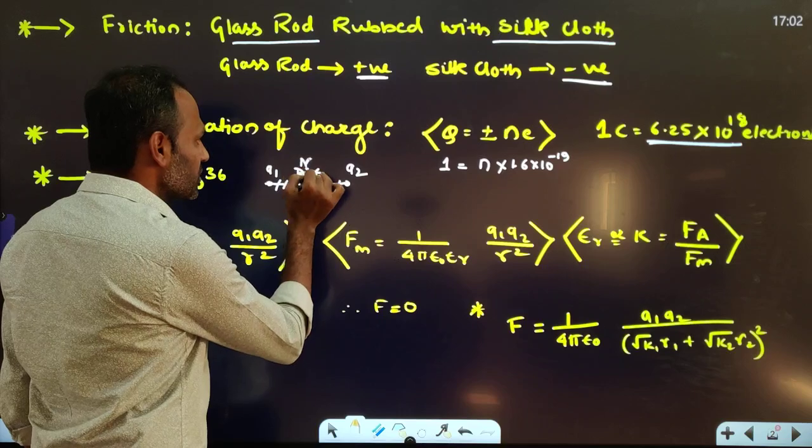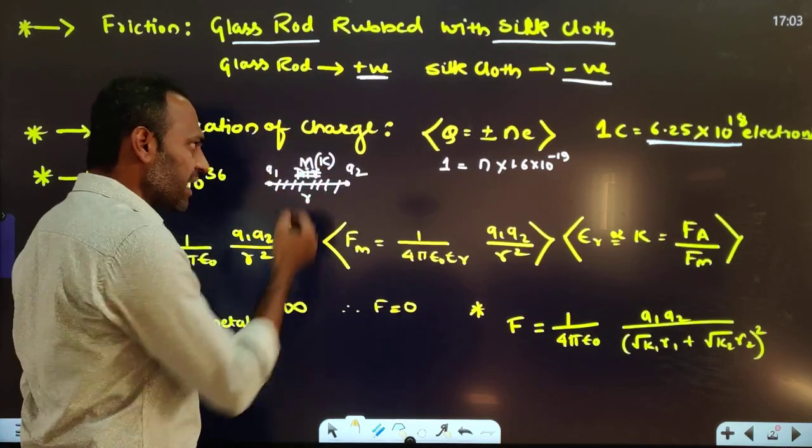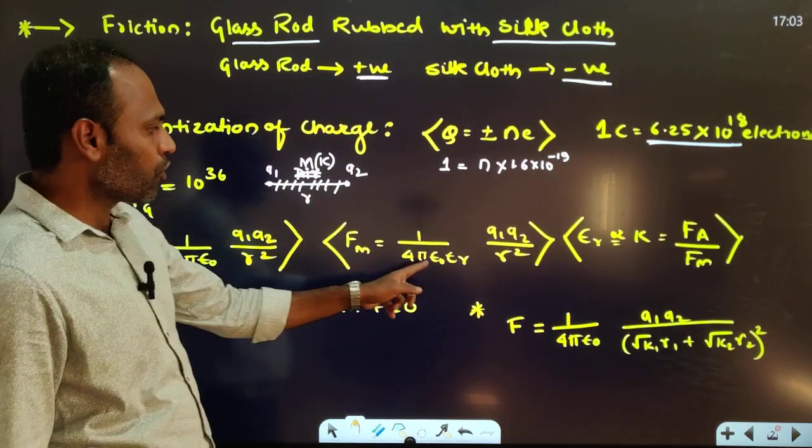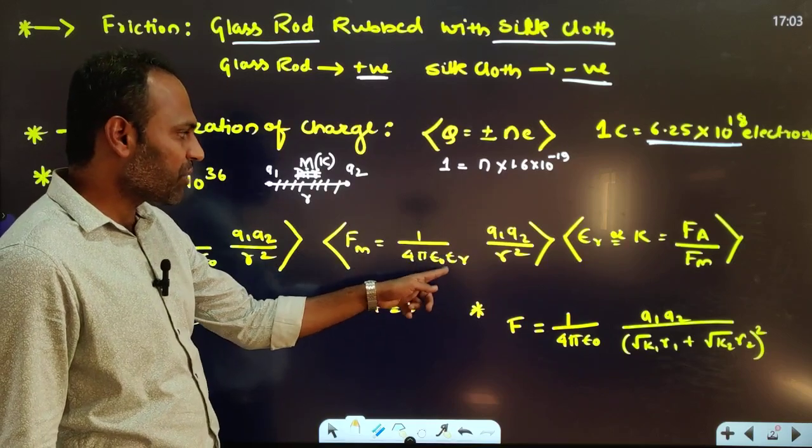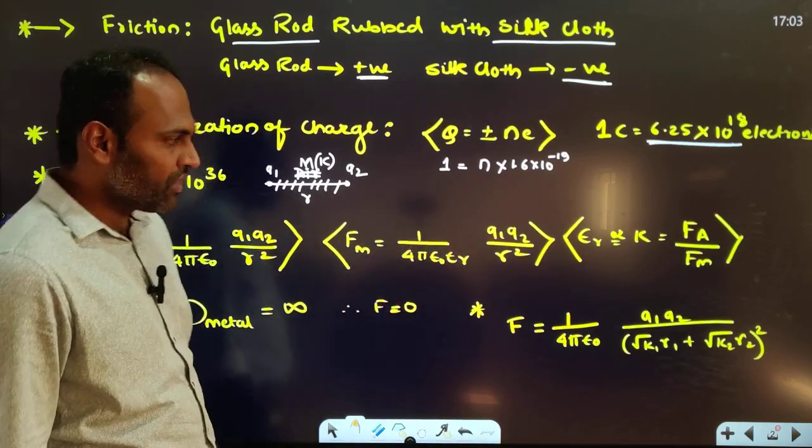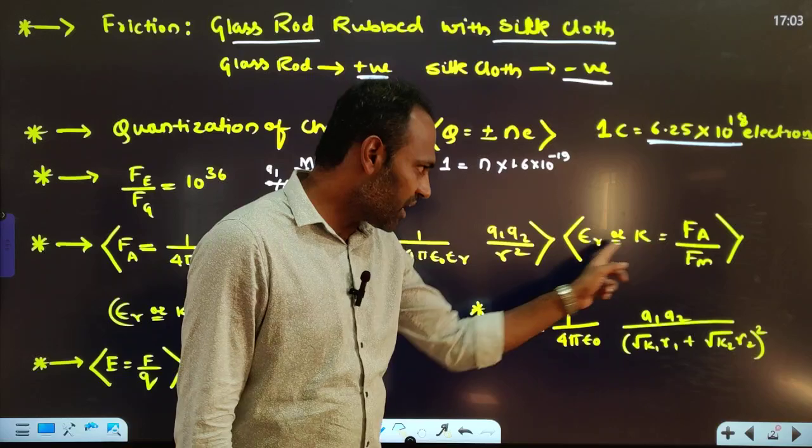instead of air, if you substitute a medium whose dielectric constant is K or epsilon r, then it will be 1 by 4 pi epsilon into epsilon r. So this one term we get extra, Q1 into Q2 divided by r square. Okay, so what is that relative permittivity or dielectric constant?